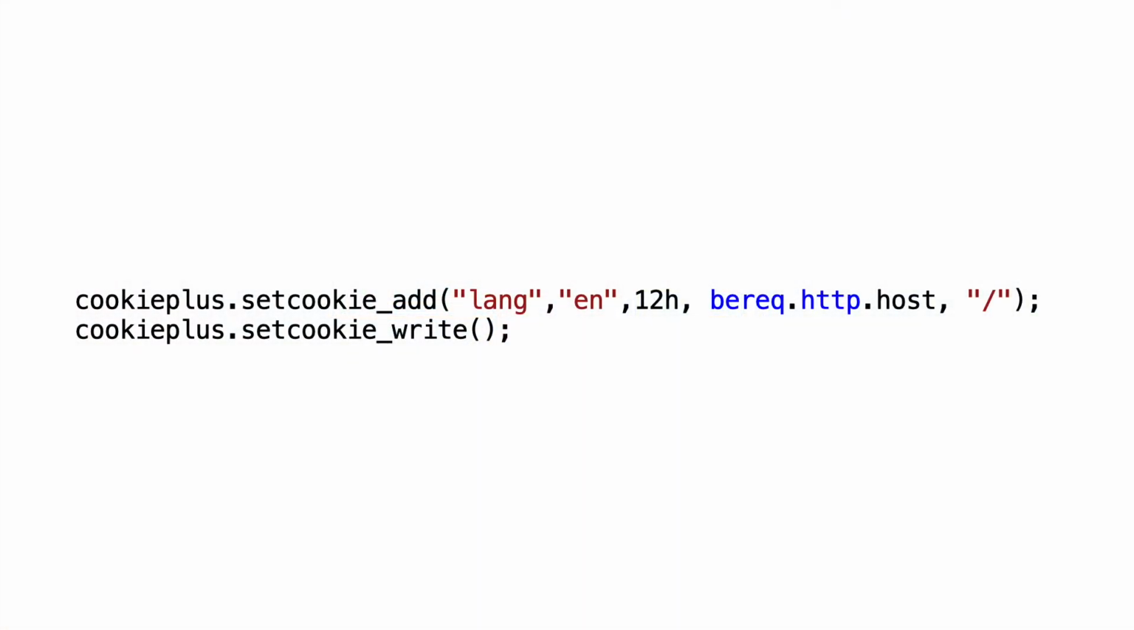Well, without VMOD Cookieplus, you will have to compose this string in VCL and make sure the date is right and all the parameters are there. So it's a lot of work and it's simply a string. But if we use Cookieplus, we can call cookieplus.setCookieAdd, and you have a whole range of functionality dedicated to setting cookies. So in this case, the name is lang, the value is en for English, the validity is 12 hours, and we're using the original request's host header as the host and the domain on which the cookie is valid, and the path is /. And by doing cookieplus.setCookieWrite, we write this data back, and we've just set a cookie.